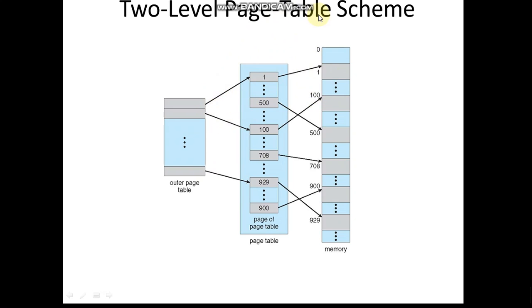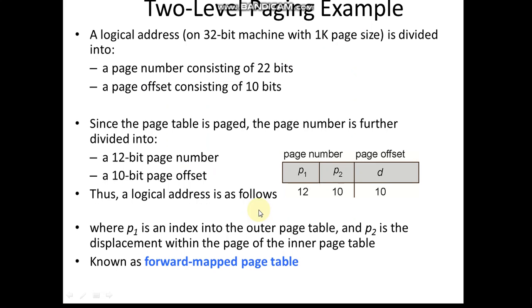We are not directly storing all of them in one page table, rather paging of the page table is done at 2 levels, the outer page table and the inner page table. So this block contains these entries of the page table, and this contains entries for this part of the page table, likewise. In the 2-level paging example, if we have a logical address of a 32-bit machine with 1K page size, then we can have a page number consisting of 2 raised to 22 bits. The reason is that 10 bits for the page size itself are going.